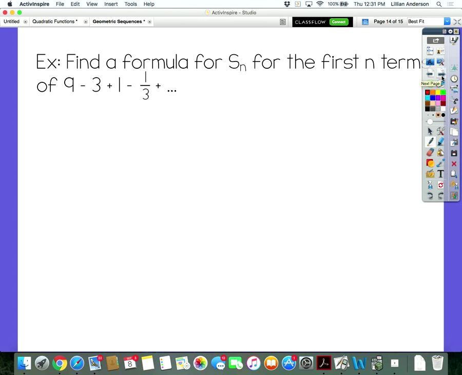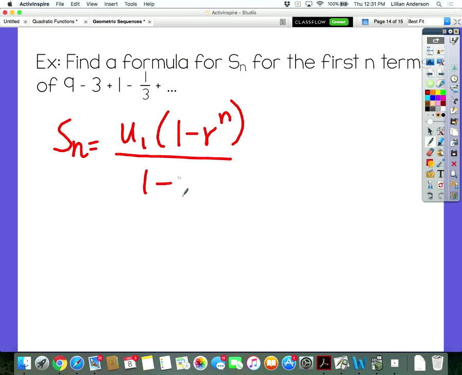Back to series. We're trying to find a formula for S of n for the first n terms. Remember, here's the formula, just to recap. I'm using the other one. The first term is 9, and my ratio is actually a negative 1/3. It's a negative 1/3.